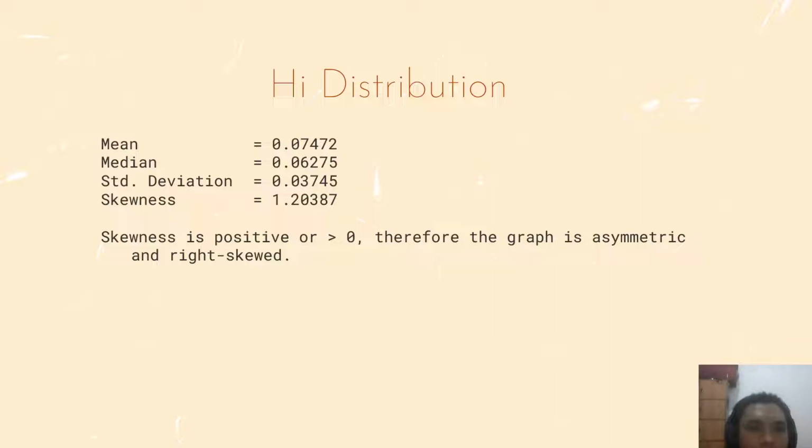First, for the high distribution, I have the mean, which is 0.07472, and the median is 0.06275. The standard deviation is 0.03745, and the skewness is 1.20387. I got the skewness from the previous formula. I counted it and I got a skewness that is positive or more than zero. Therefore, the graph is asymmetric or right skewed.